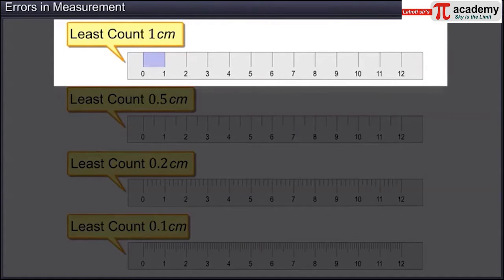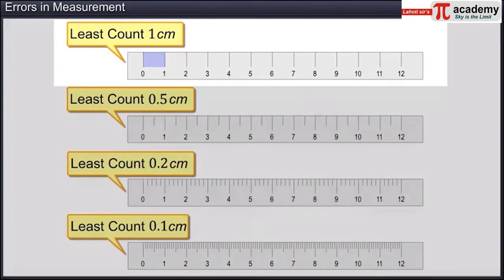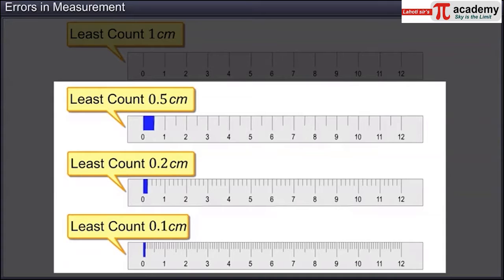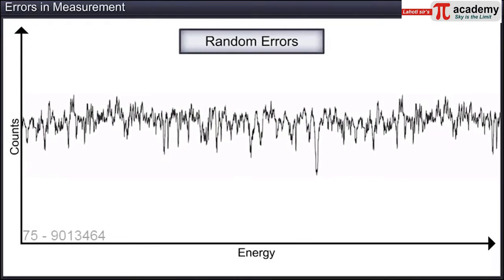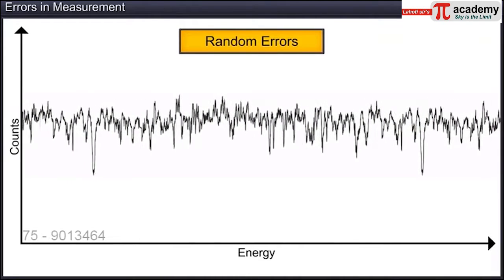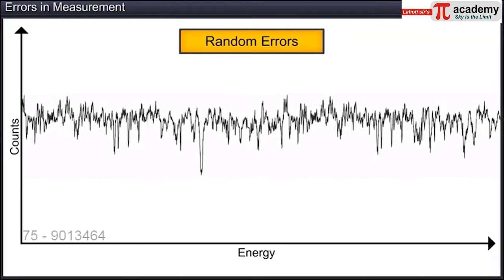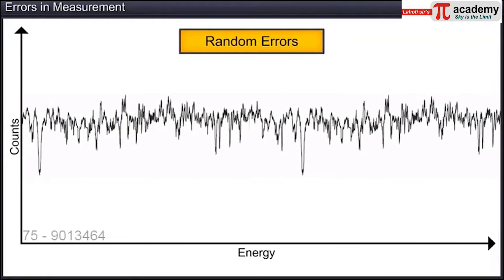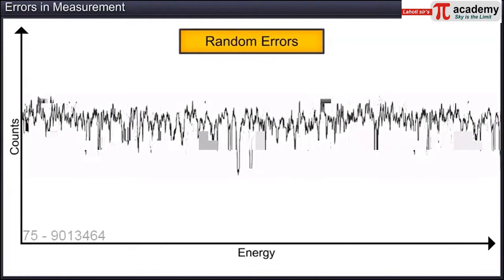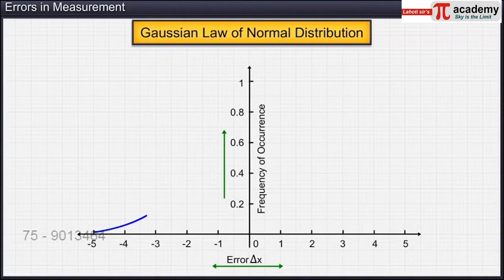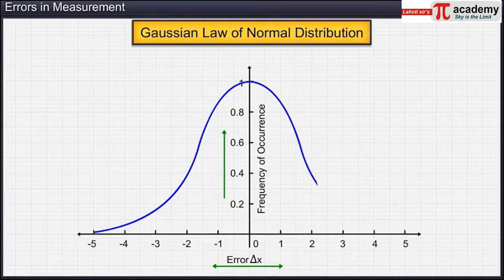The limitation of a measuring instrument is known as its least count, which is the minimum magnitude that a particular instrument can measure. On the other hand, random errors are errors that cannot be associated with any systematic cause or a definite law of action. These errors generally follow the Gaussian law of normal distribution.